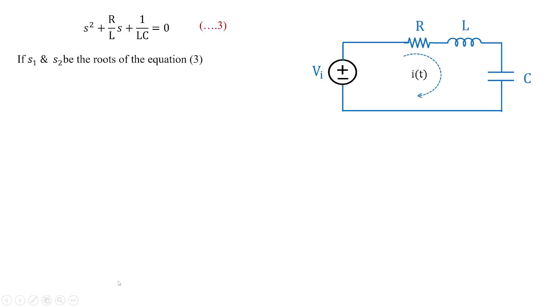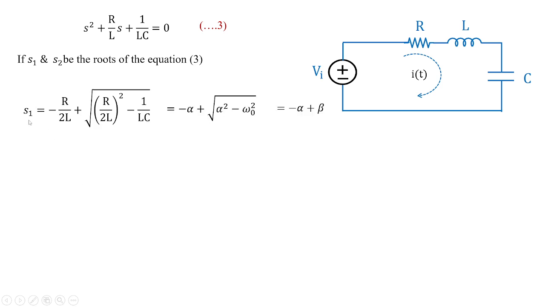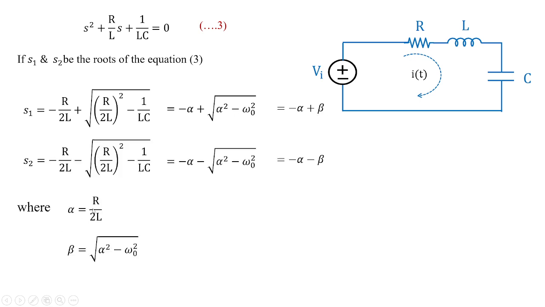This equation 3 has roots s1, s2 which are obtained to be minus alpha plus or minus beta. What is alpha? Alpha, you can see, is R by 2L, and beta is under root of alpha square minus omega naught square. What is omega naught? That is 1 by under root LC. It's basic mathematics. You should know how to find the roots of the auxiliary equation, which is given in equation 3, and the particular solution for this is obtained to be i of t equal to k1 e to the power of s1 t plus k2 e to the power of s2 t.